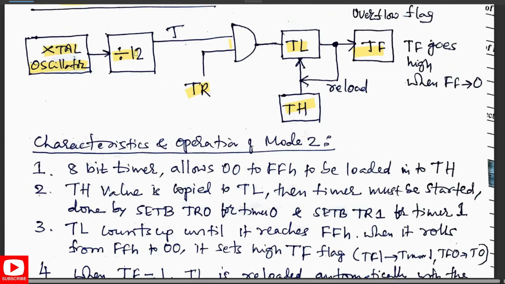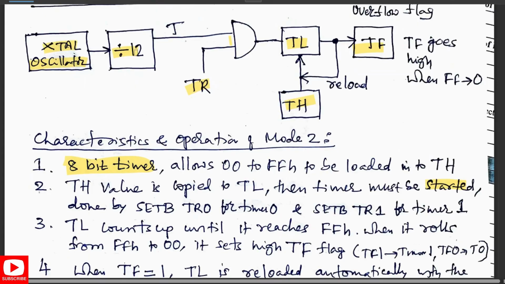So it's an 8-bit timer. It allows 00 to FFH to be loaded in the TH. So the TH value is copied to TL. Then the timer must be started. It is done by setting bit TR0 for timer 0 and setting bit TR1 for timer 1.